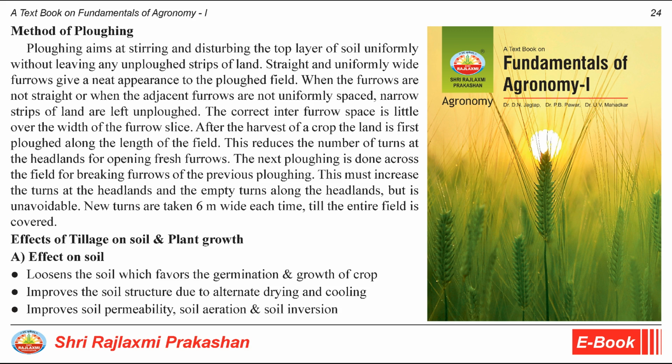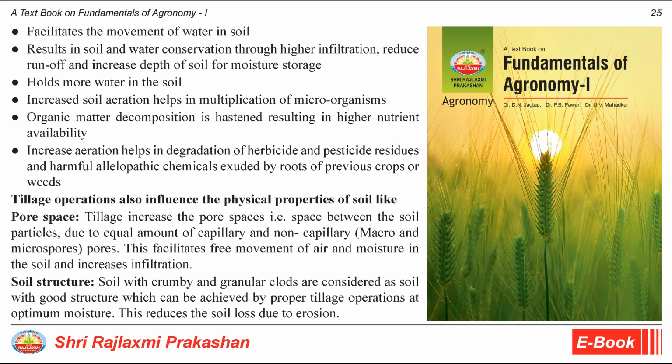Effects of tillage on soil and plant growth. Point A. Effect on soil. Loosens the soil, which favors the germination and growth of crop. Improves the soil structure due to alternate drying and cooling. Improves soil permeability, soil aeration and soil inversion. Facilitates the movement of water in soil. Results in soil and water conservation through higher infiltration, reduced runoff and increased depth of soil for moisture storage.